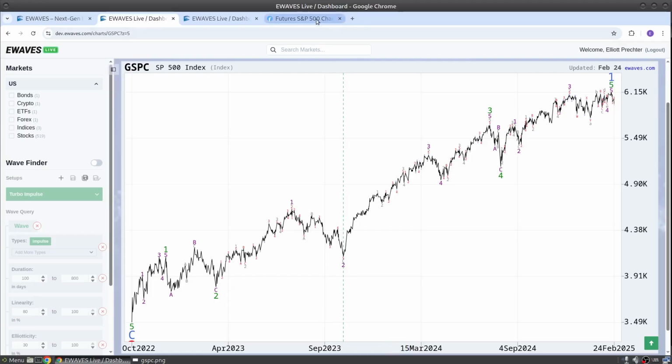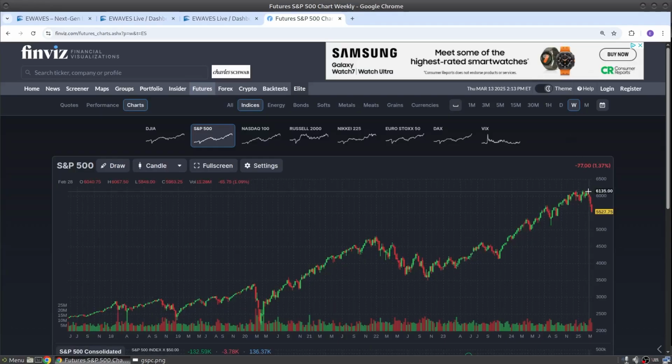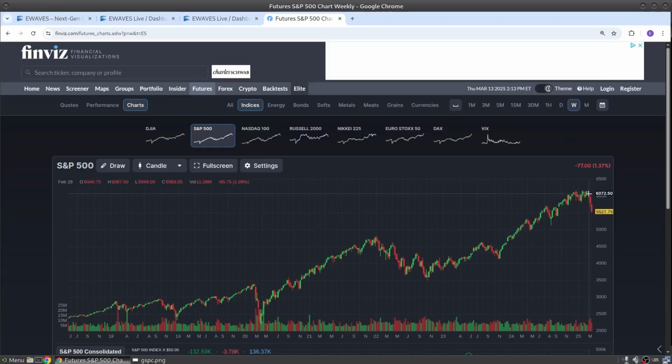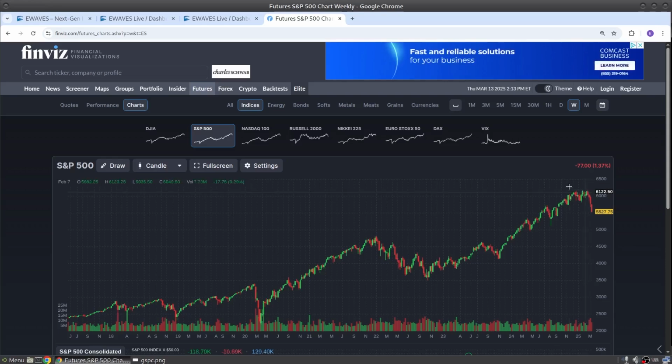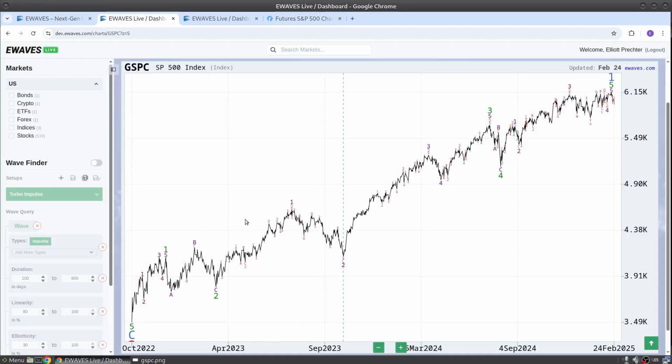So February 24th, we go back to the chart I was just on. That is pretty much almost smack on the highest point here in the S&P. Now, as you can see, we've been trending up for quite a while, but from an Elliott wave point of view, we have a fractal pattern here. 1, 2, 3, 4, 5 complete.